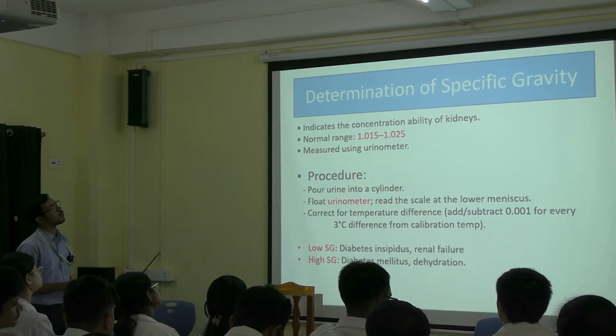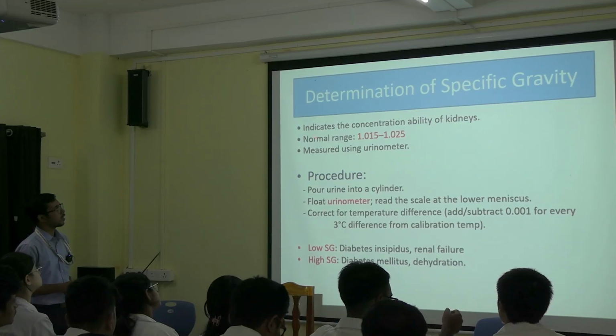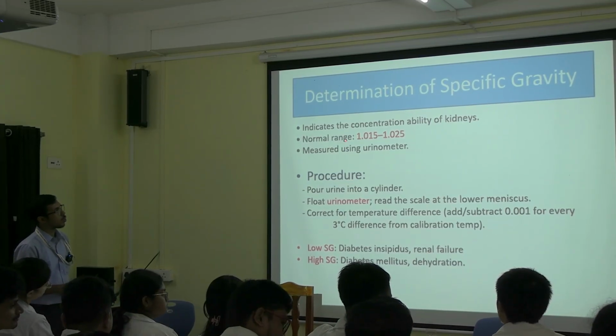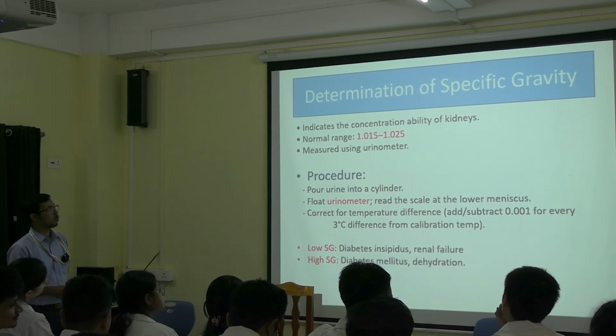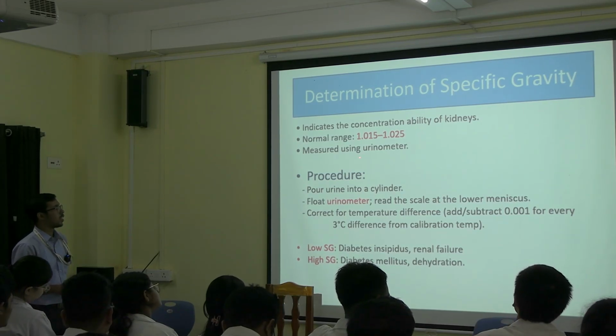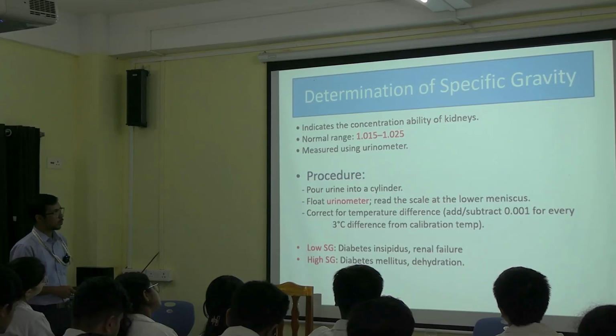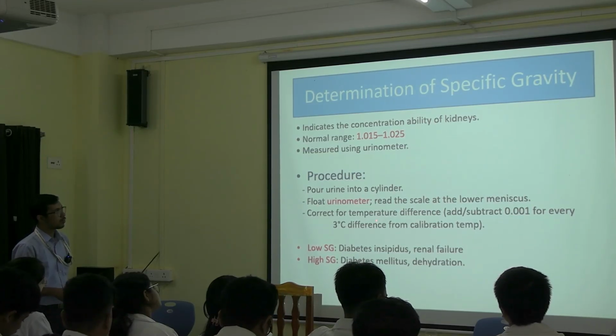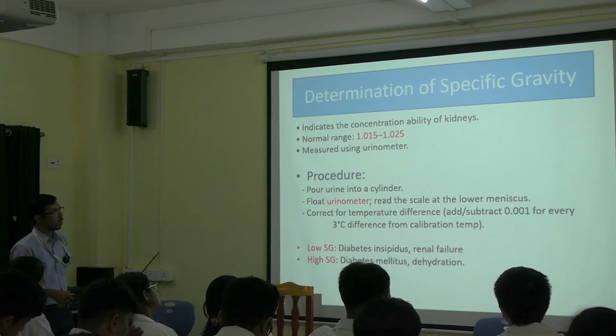Now we have to determine the specific gravity. It indicates the concentration ability of the kidney. Normal range is 1.015 to 1.025. It is measured using a urinometer. So what is the procedure? Put the urine in a cylinder, float the urinometer, and read the scale at the lower meniscus.